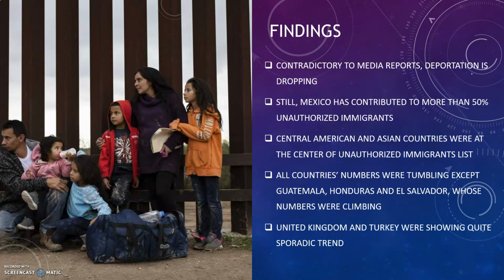So these are the findings I have come up with from the analysis: contradictory to media reports, deportation is dropping in the United States. Still, Mexico has contributed more than 50% of unauthorized immigrants. Central American and Asian countries were at the center of the unauthorized immigration list. All countries' numbers were tumbling except Guatemala, Honduras, and El Salvador, whose numbers were climbing. And United Kingdom and Turkey were showing quite a sporadic trend in the list by entering into the list and going back.